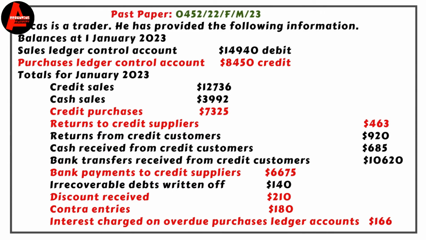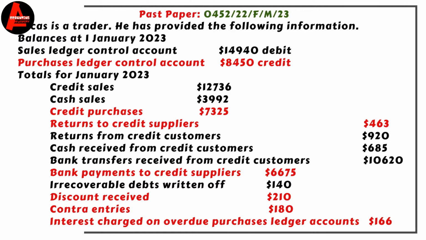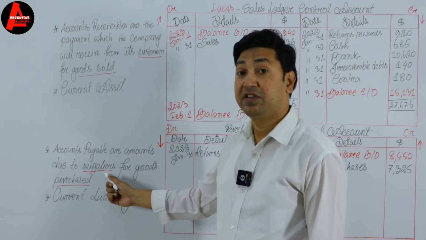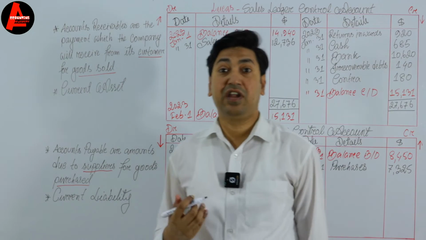Our next transaction is here. Returns from credit customer. Okay, customer related item we will ignore. Cash receipt from credit customer, same we will ignore. Bank transfer receipt from credit customer, same we will not take. Bank payments to credit supplier. Okay, it is 6,675. So supplier related item we will take to the purchase ledger control account.